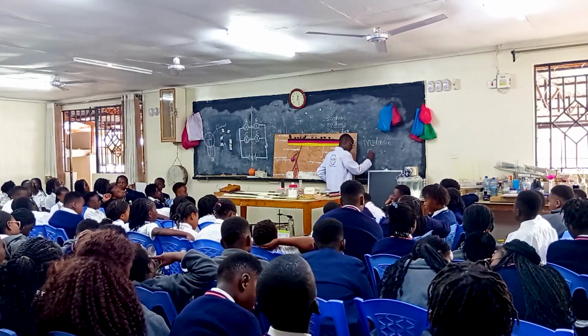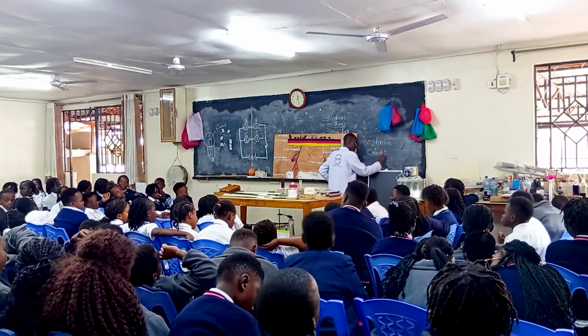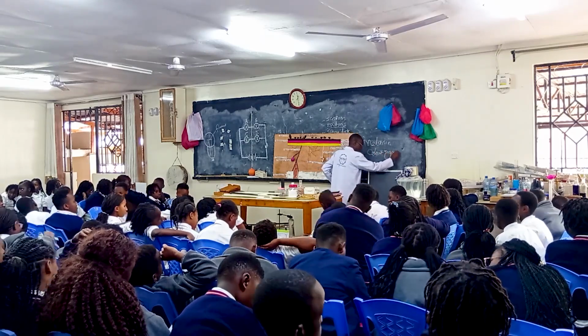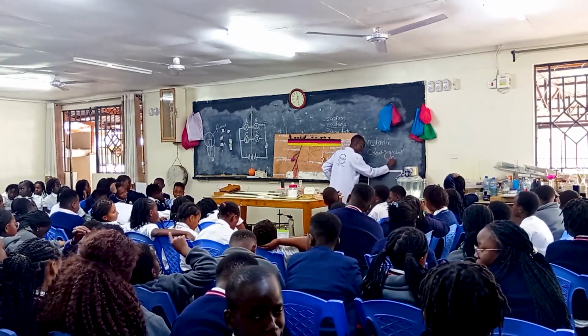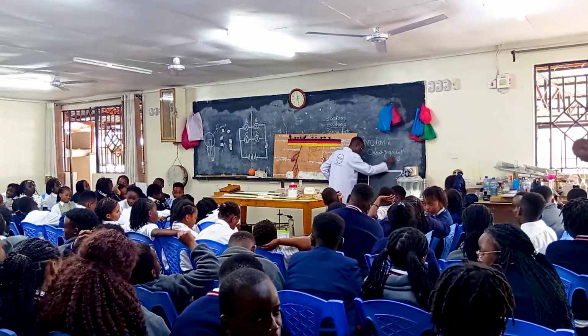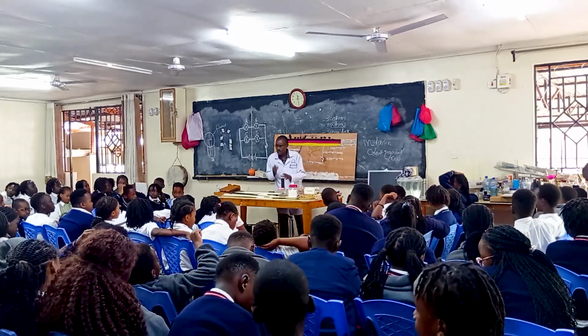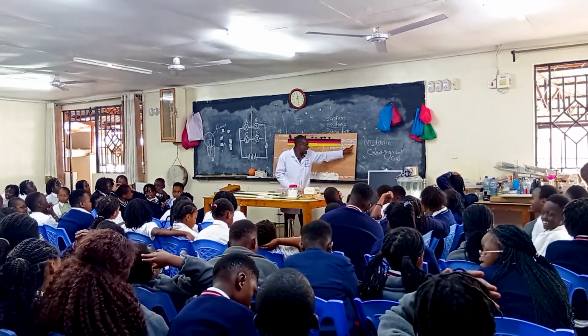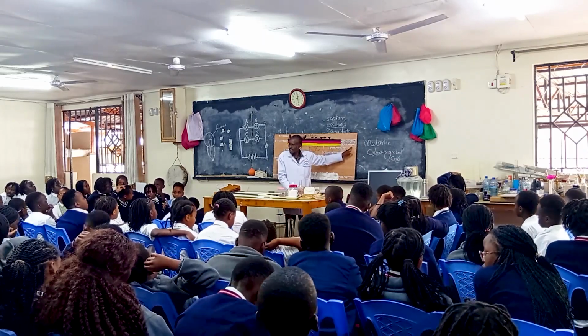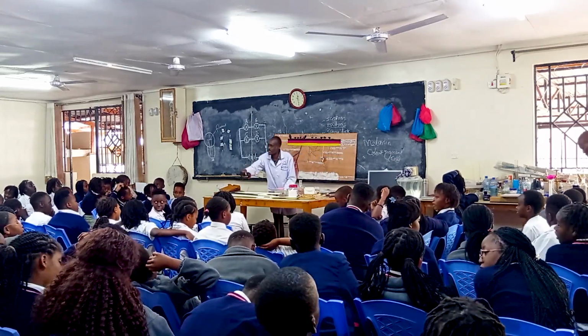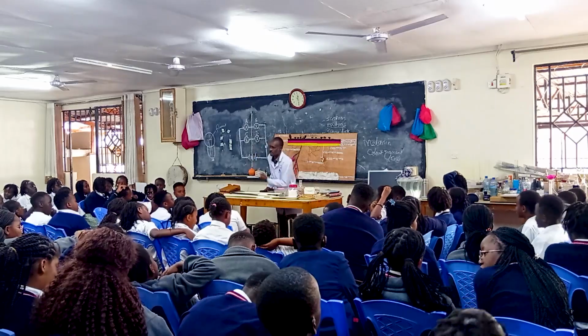This is the color pigments. These are color pigments. Let me just call them color cells for somebody to understand. Found in the Malpighian layer. They are located here. They are the ones that determine the color of the skin.